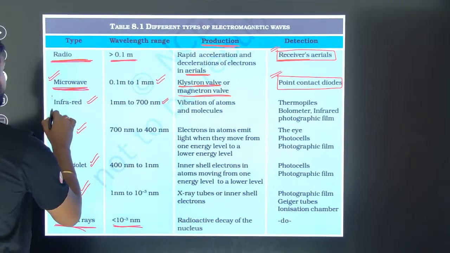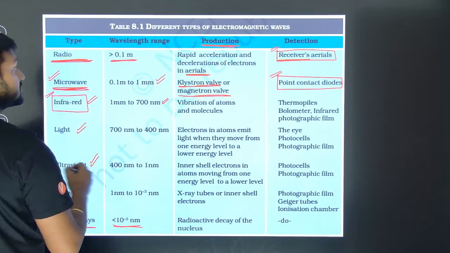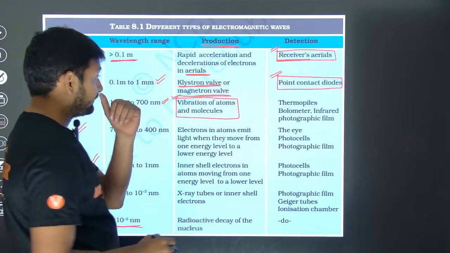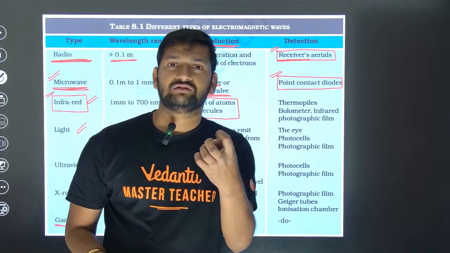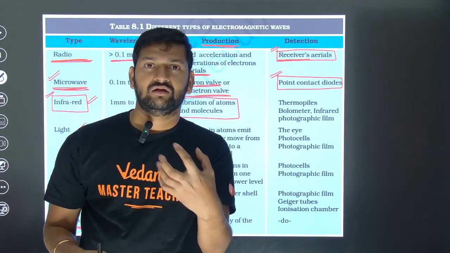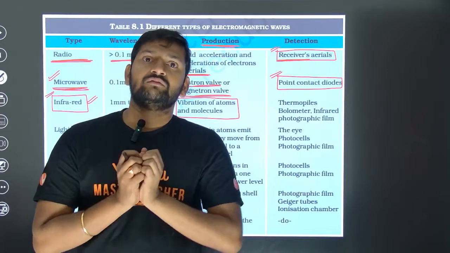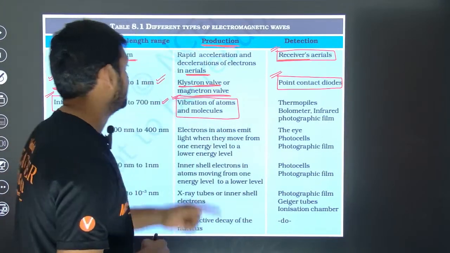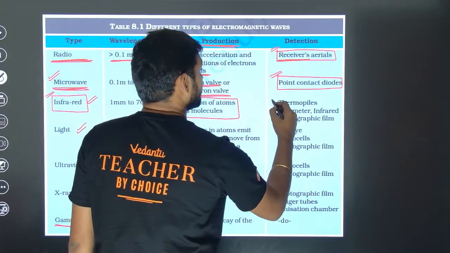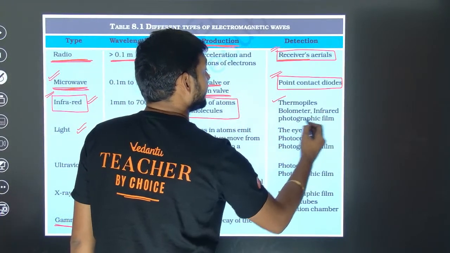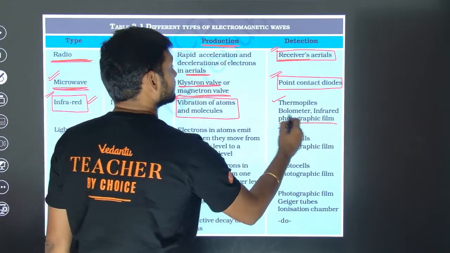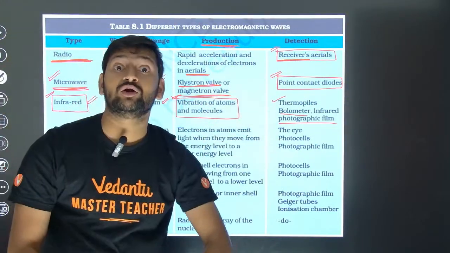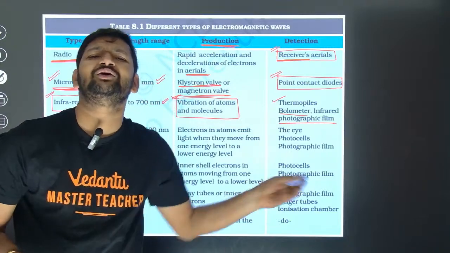Okay, now infrared is going to be produced by vibration of atoms and molecules. Basically a body which has some amount of temperature, hot bodies, the radiation they emit is going to fall in the infrared region. How are they going to be detected? By thermopiles, infrared photographic films, bolometer. These are devices which you don't need to understand exactly how they work. They are not in our syllabus. You just know that this is how we detect them.